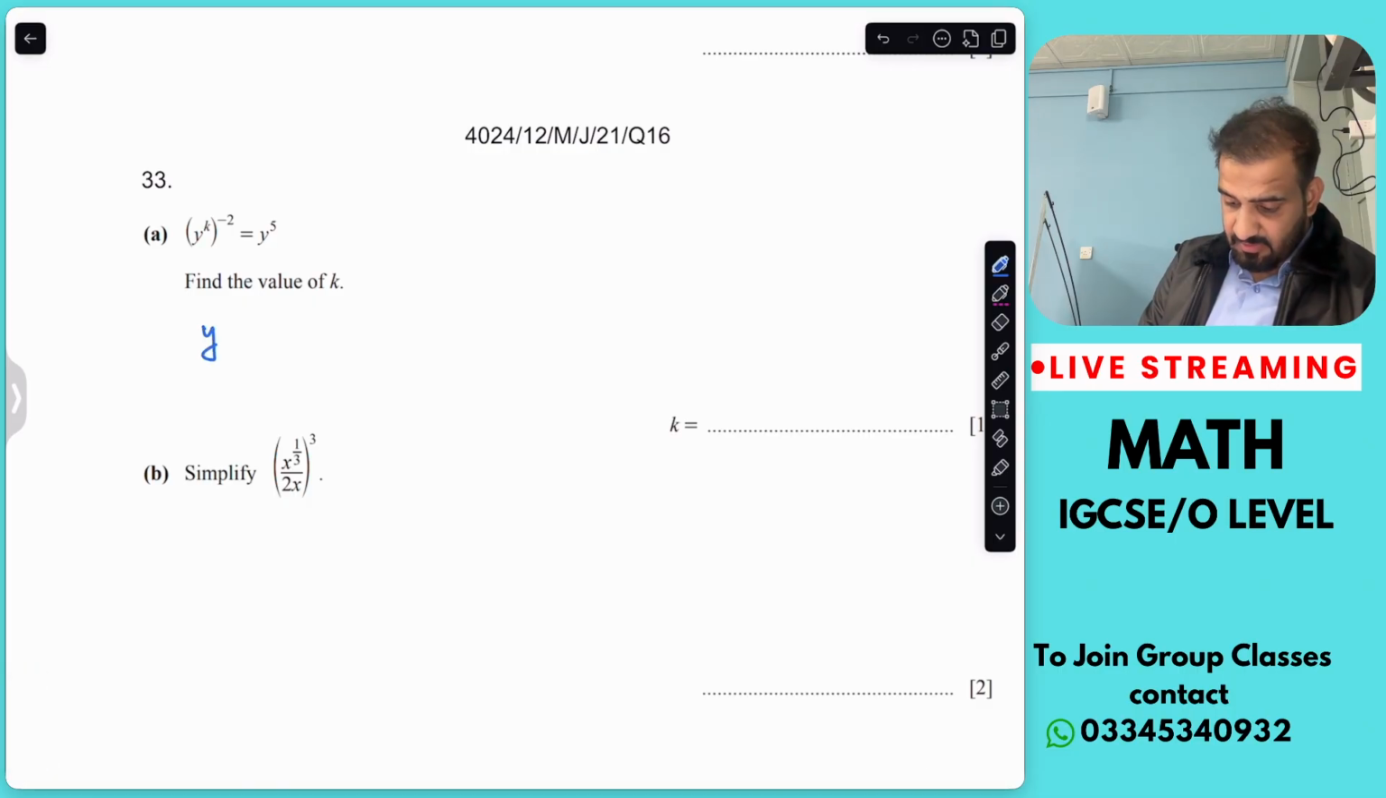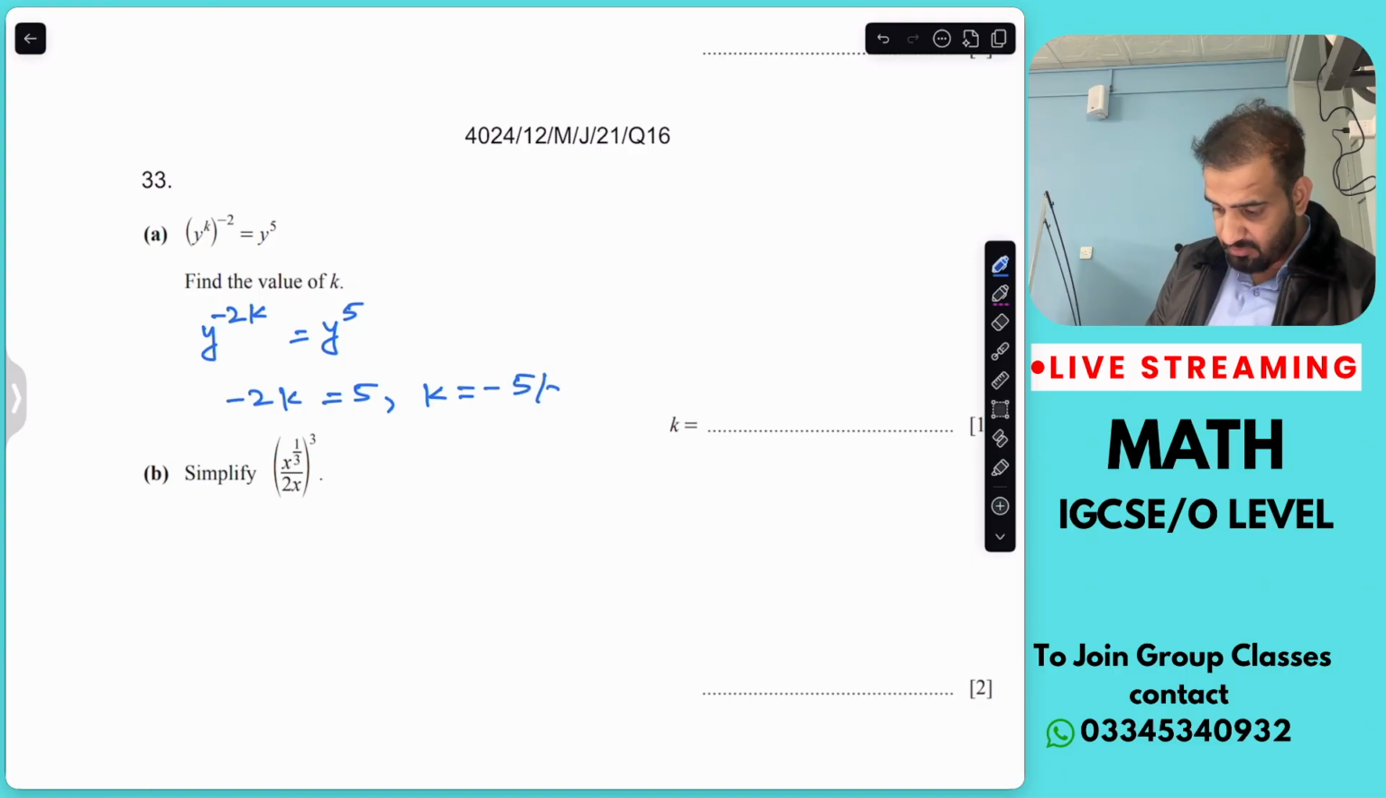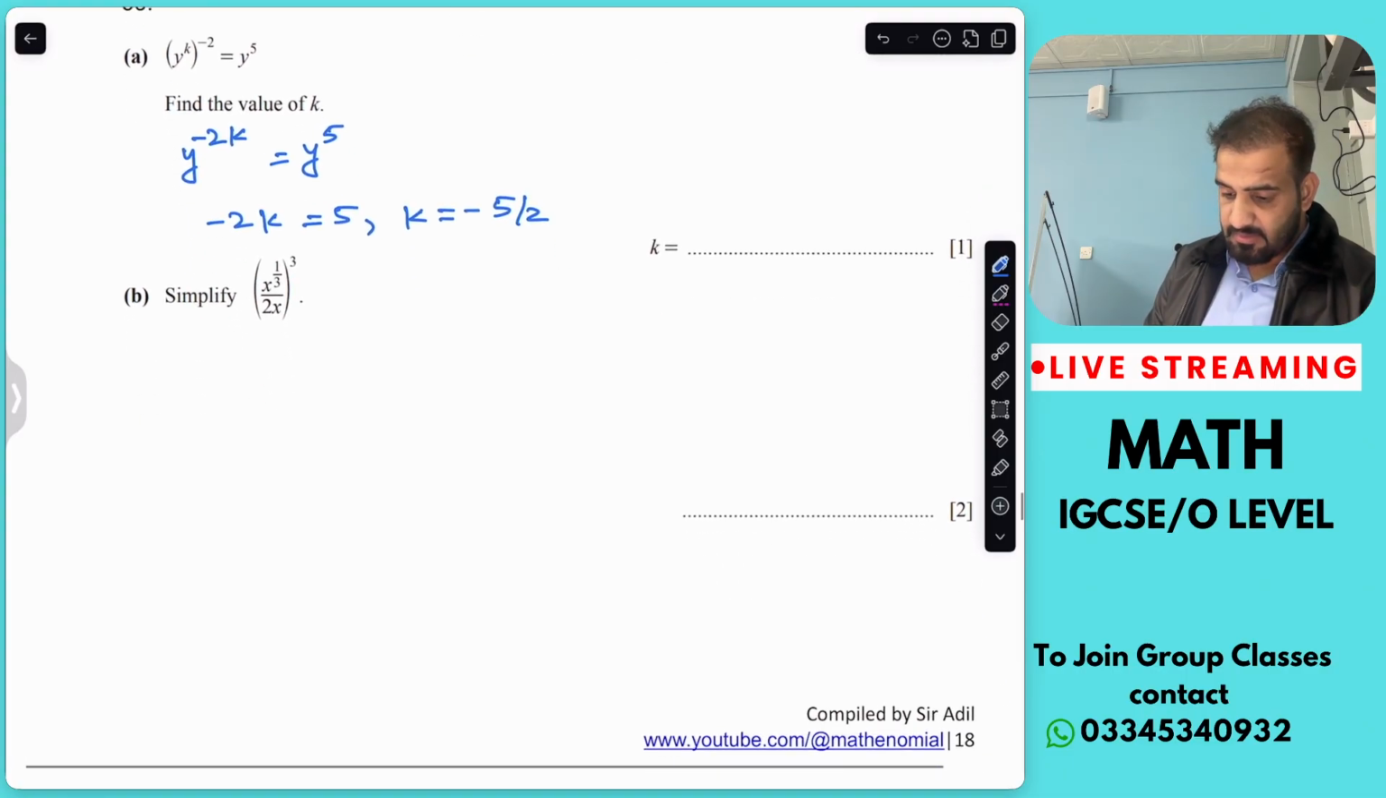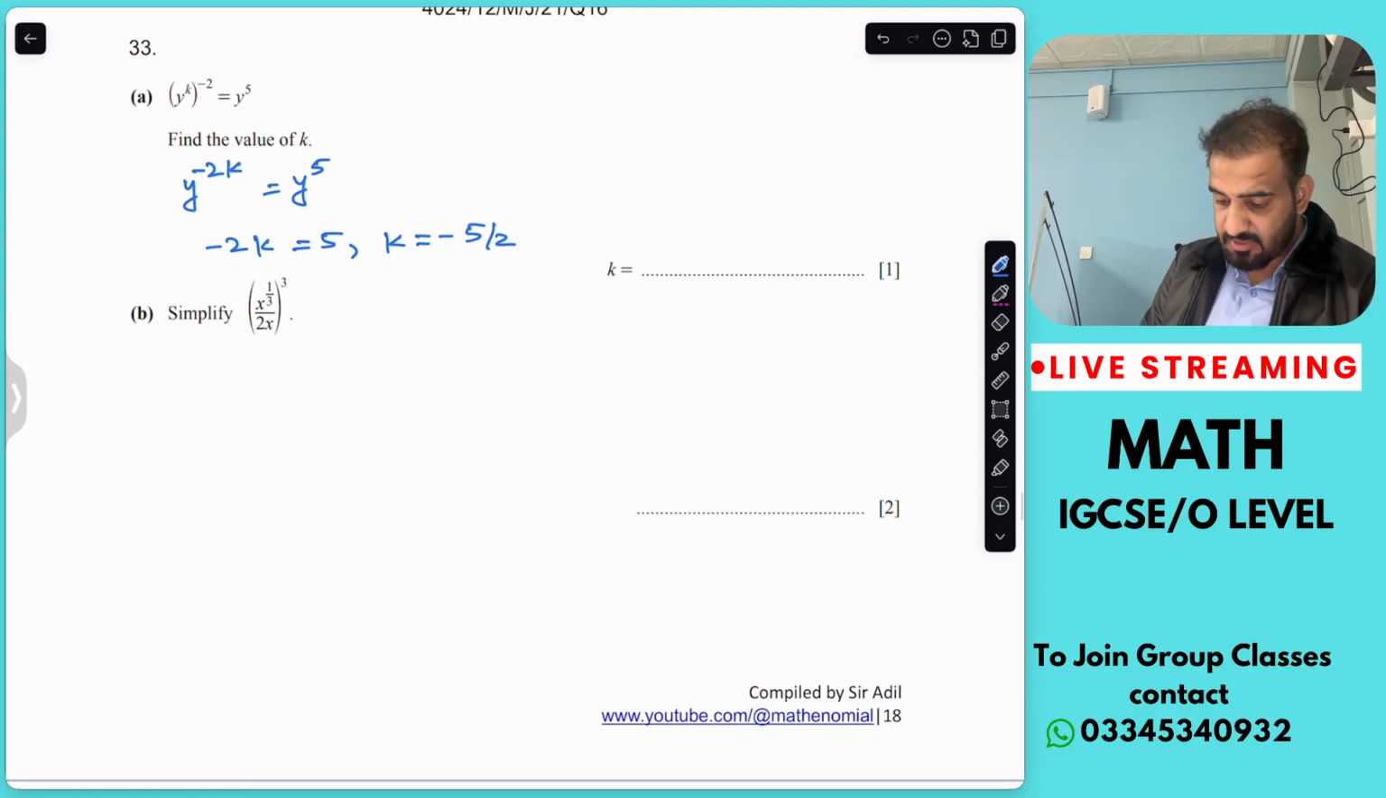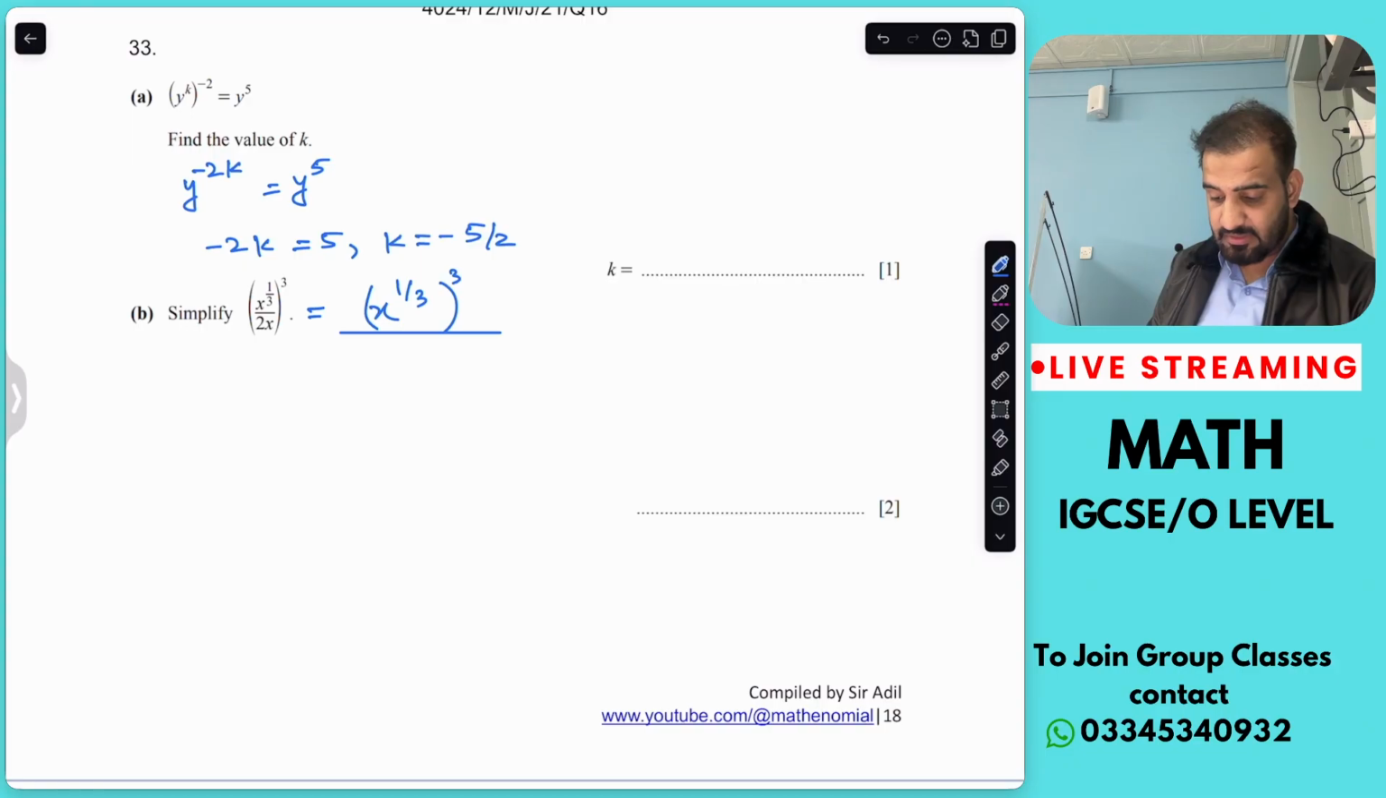So y raised to power minus 2k is equal to y raised to power 5. Bases are same. Equate both powers. So k is equal to minus 5 over 2. Simplify this. So how to simplify this? You split cube in the numerator and in the denominator.